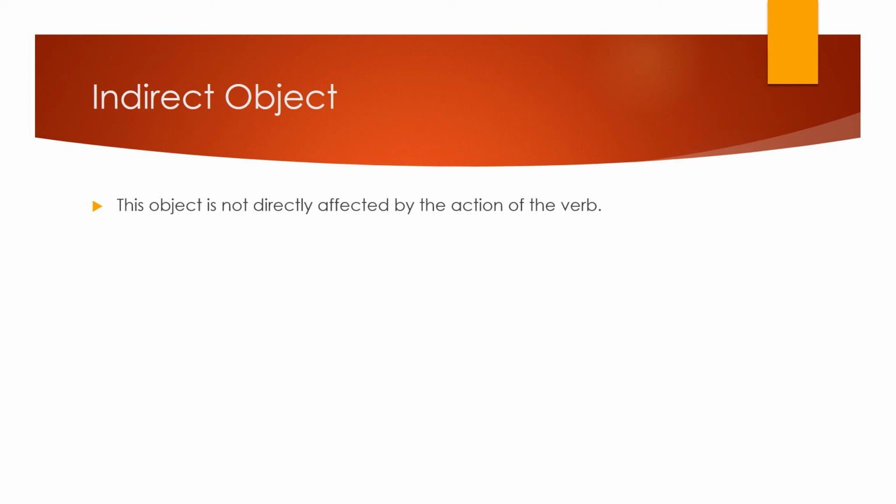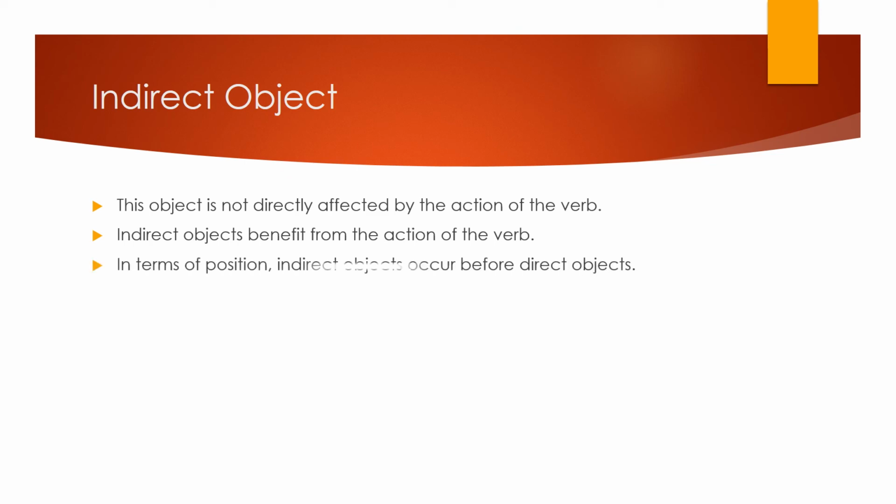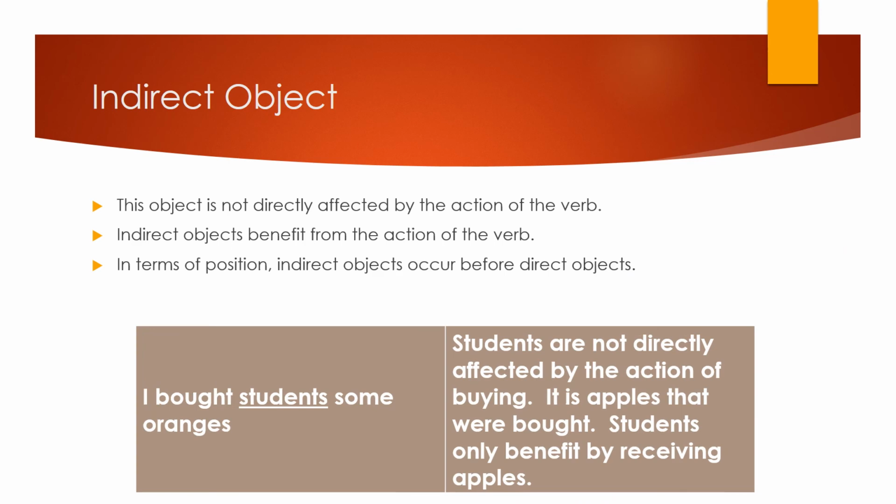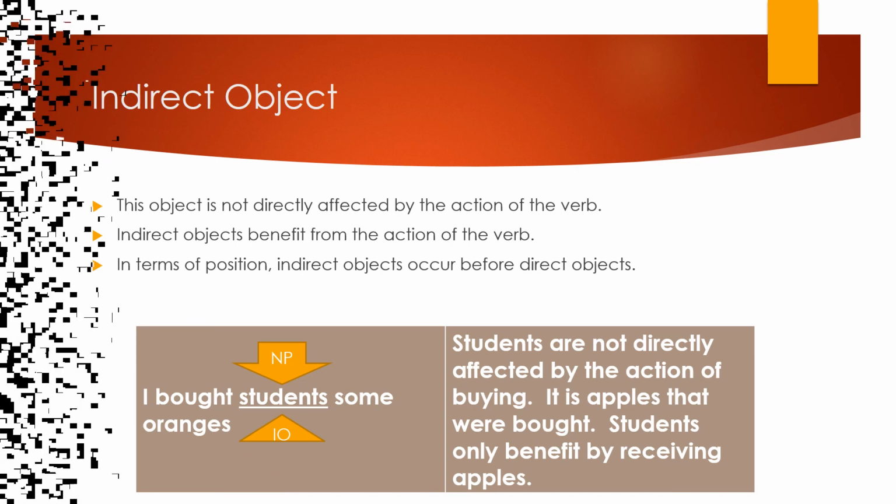The indirect object. This object is not directly affected by the action of the verb. The indirect objects benefit from the action of the verb. In terms of position, indirect objects occur before the direct objects. I bought students some oranges. Students are not directly affected by the action of buying. It is oranges that are bought. Students only benefit by receiving the oranges. So, the students is our noun phrase, which functions as what? As an indirect object.